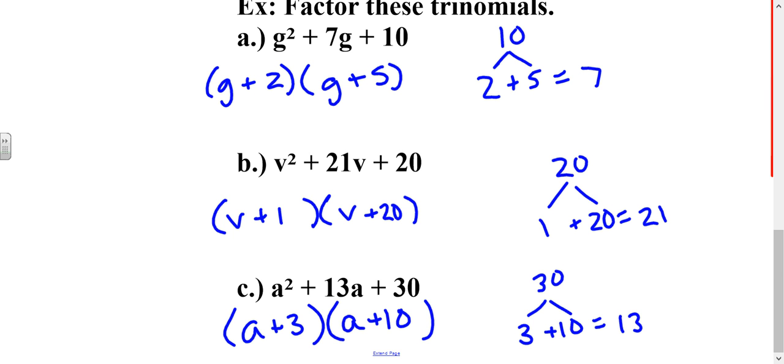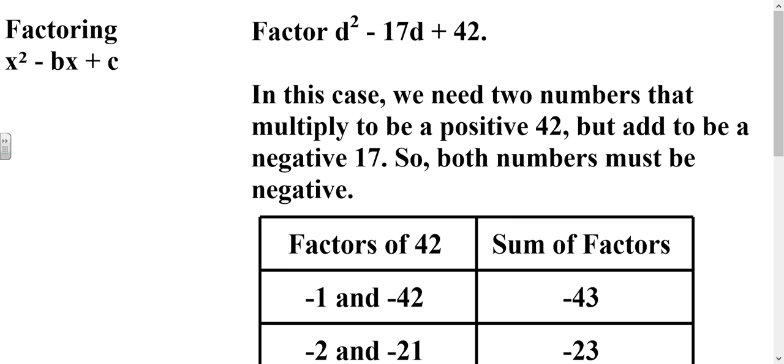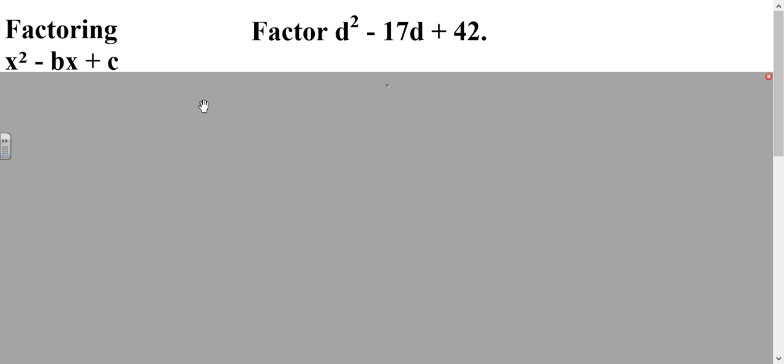Alright, now those were all positive ones, but let's try what happens when we get some negatives. Alright, so we're going to factor d squared minus 17d plus 42. Well, we're going to follow the same pattern that we've always been following. We still want our numbers to multiply to be 42, but this time we have a negative in here. We want them to be negative 17.